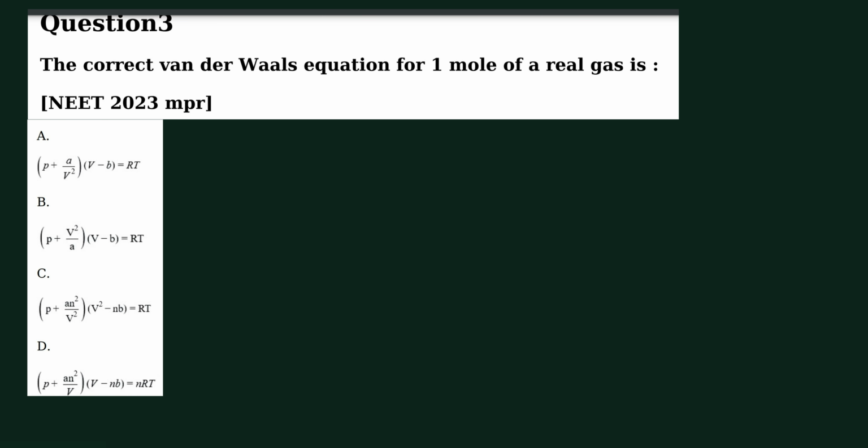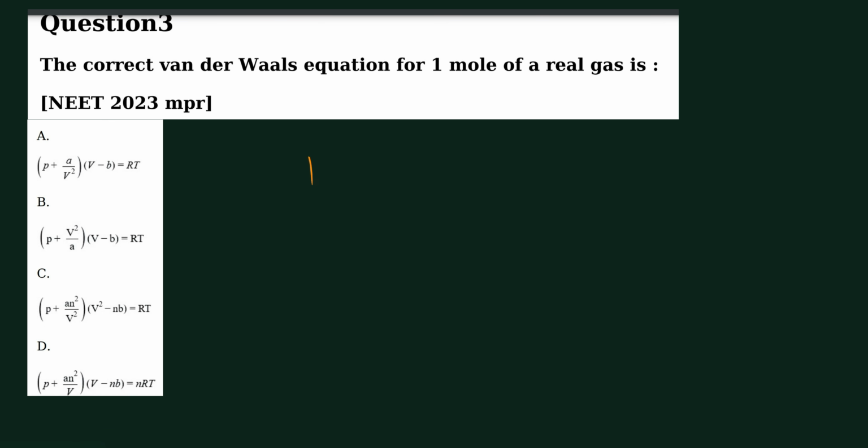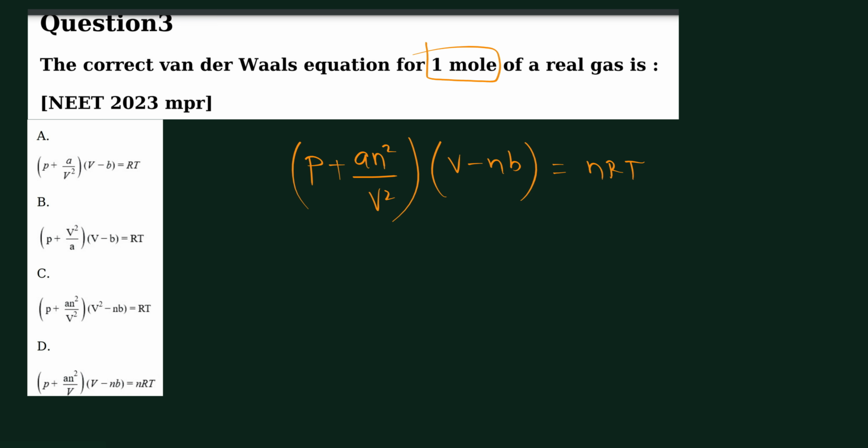Question number 3. The correct van der Waals equation for 1 mole of real gas is. So already you know that. What is the real gas equation? The real gas equation is (P plus an squared by V squared) into (V minus nb) equal to nRT. So for the van der Waals equation for 1 mole of gas, in the place of n, just put 1 mole, n equal to 1 mole.